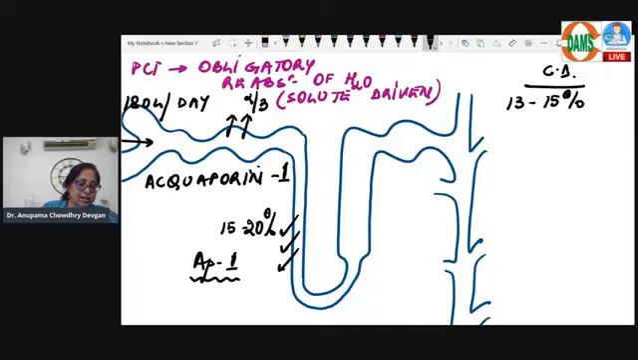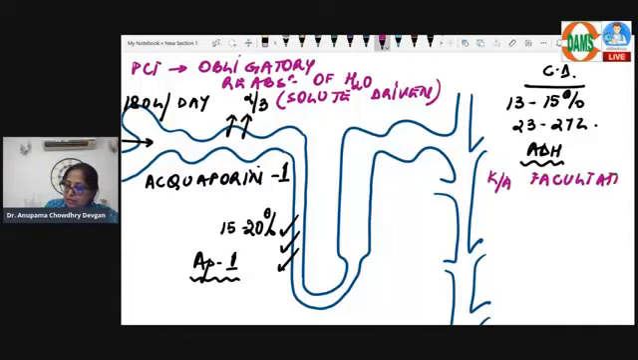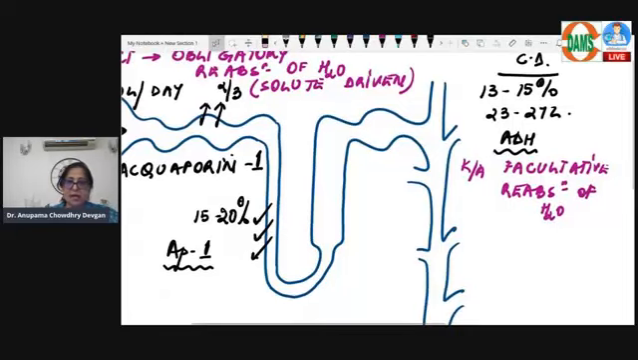And this water reabsorption in the collecting duct is under the control of ADH, right? This is almost 23 to 25 liters. 13 to 15% of the water, 27 liters, is under the control of ADH, antidiuretic hormone. This is known as facultative reabsorption of water. Obligatory is in the PCT; in the collecting duct it is facultative reabsorption of water.